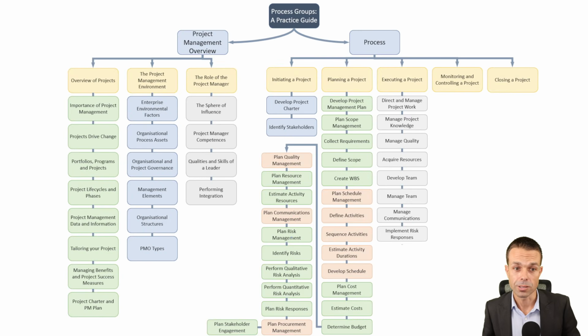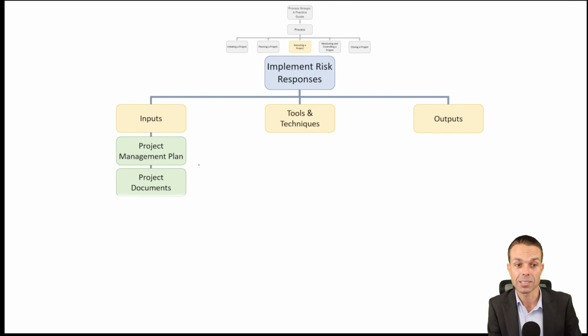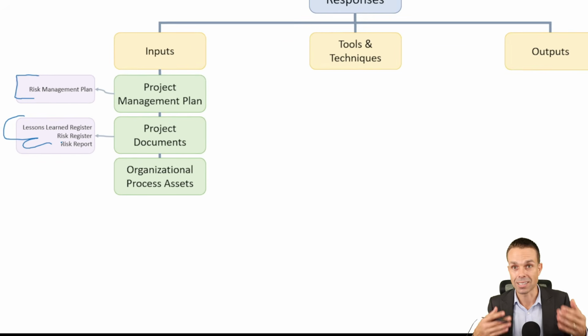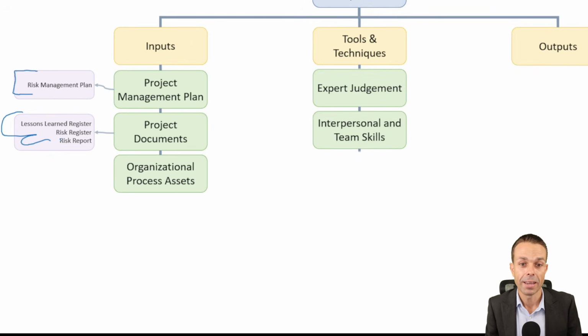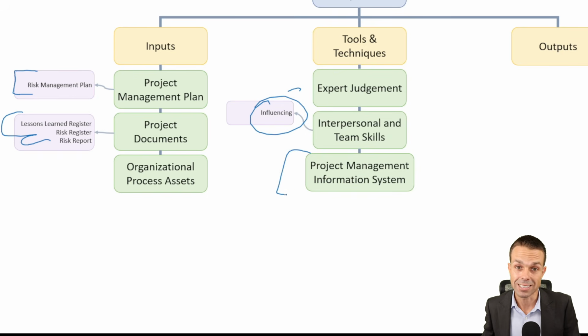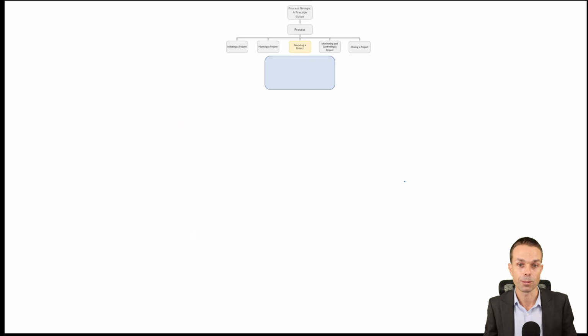Implementing the risk responses, we would need to look at the project management plan, so our risk management plan or our risk management process, project documents, lessons learned, risks and risk reports that we might need as we're implementing those risk responses, and organizational process assets for any existing templates for managing risk responses, expert judgment, influencing, and data from the project management information system are all tools that we can use. Change requests for any changes that come about as we implement those risk responses, and project documents updates, so the issues log for issues, risk register, and the risk report as we send that out.